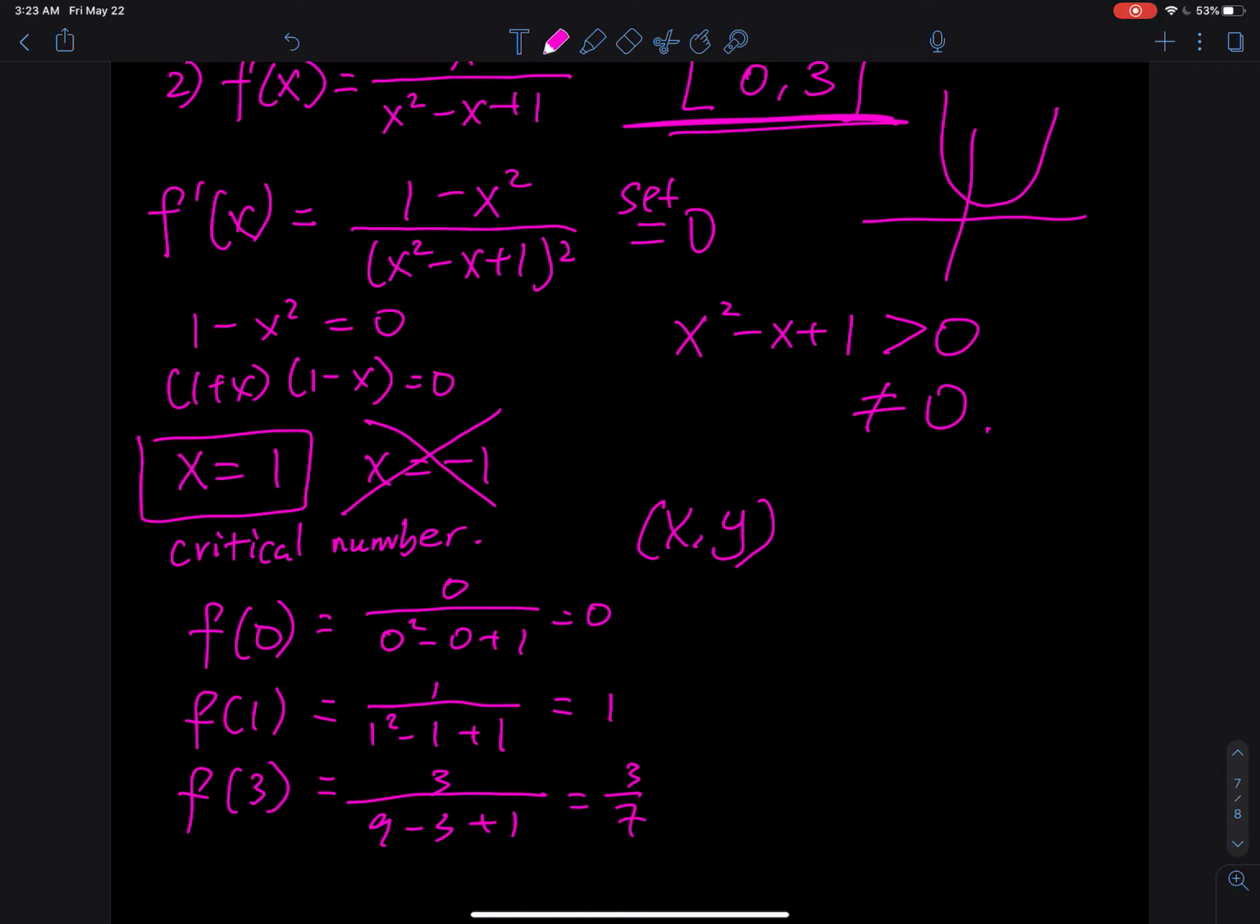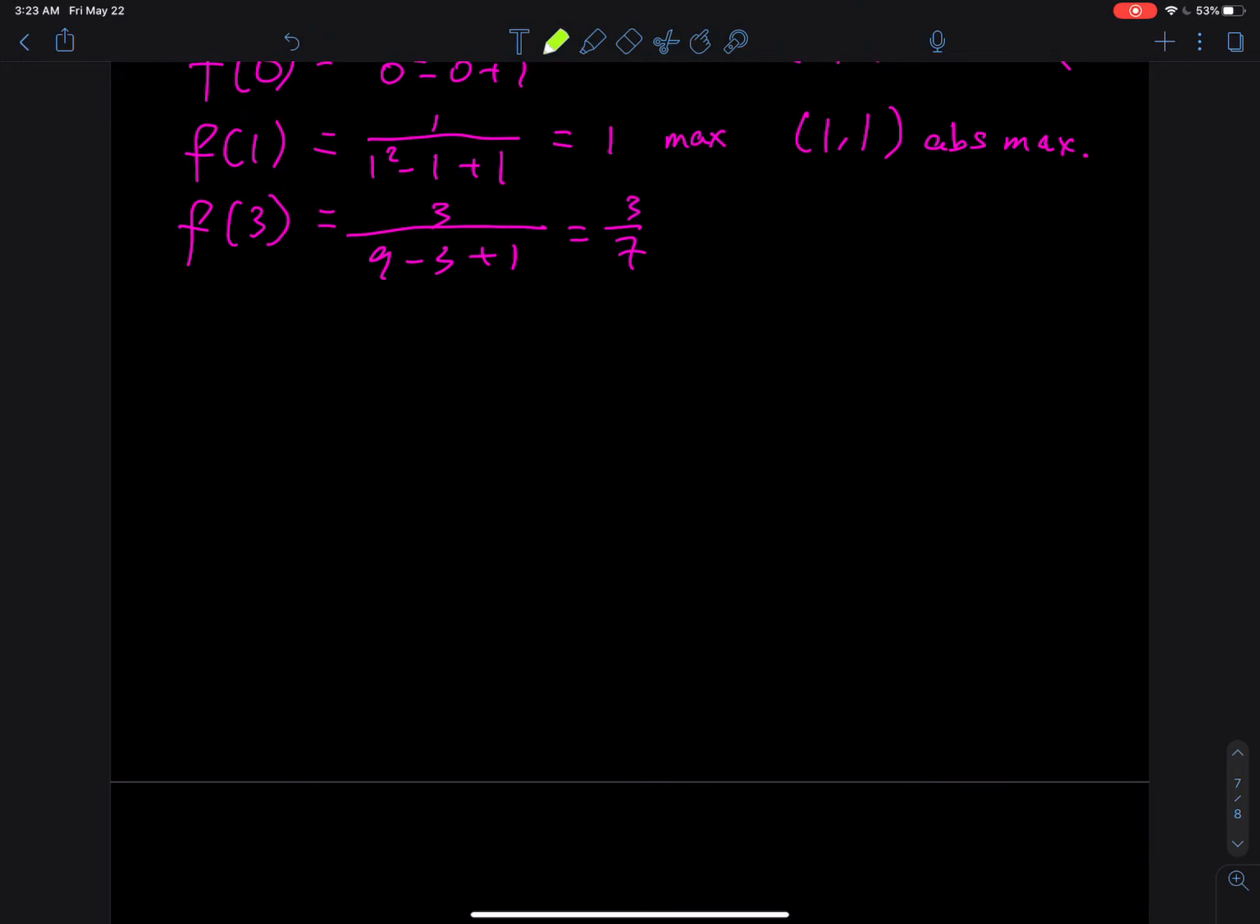So this is the highest, right? And then the lowest is 0. So that means 0 comma 0 is an ordered pair. So that is my absolute min. And then 1 comma 1, an ordered pair, is my absolute max. Okay, so that is number 2. Moving on to number 3. It's a pretty long problem.